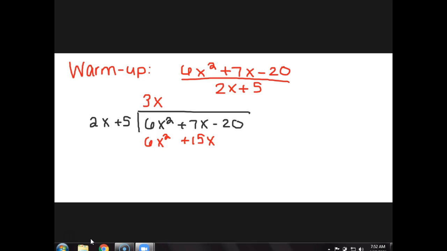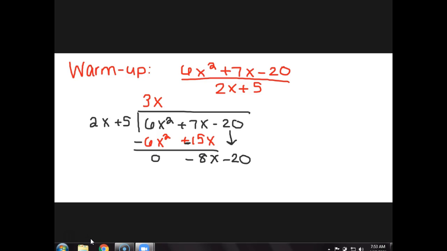After you do the first round of multiplying, now we subtract or change the signs so that the first terms zero out. So 6x squared minus 6x squared is 0. You should always get a 0 in the first column of terms. If you don't, then you need to go back and maybe change your signs, or maybe you forgot to subtract. 7x and 15x get added together so that we have negative 8x. Bring down the negative 20.